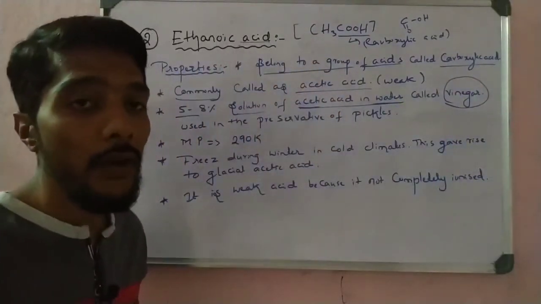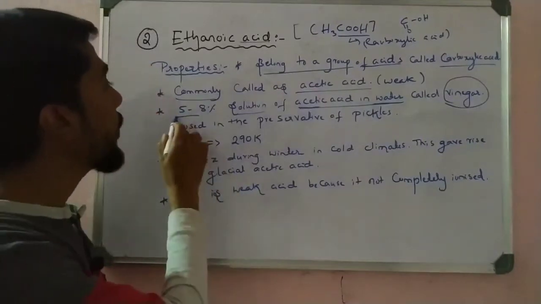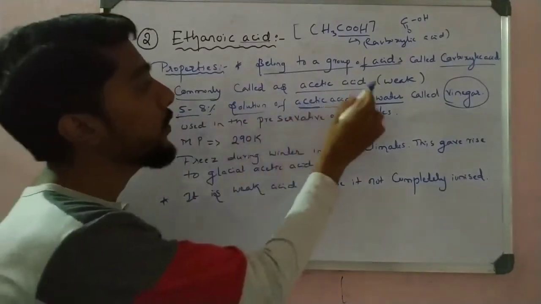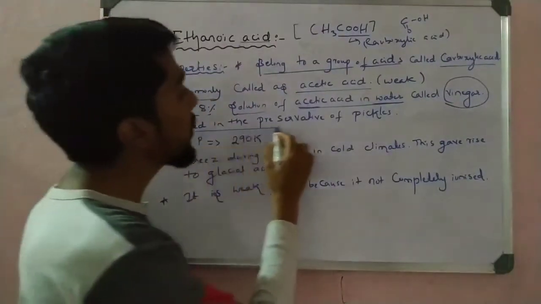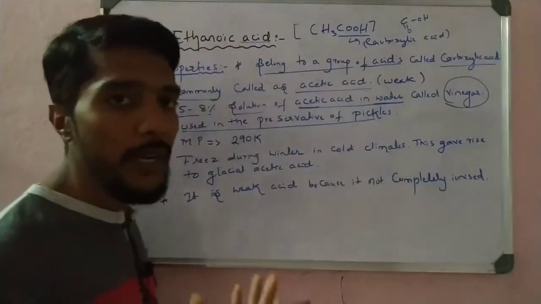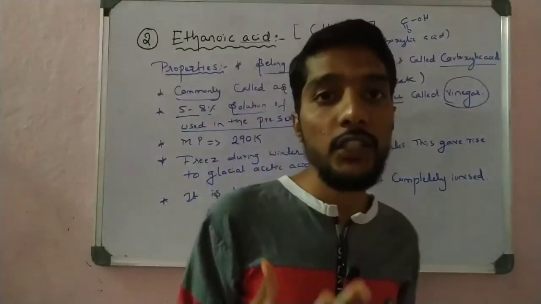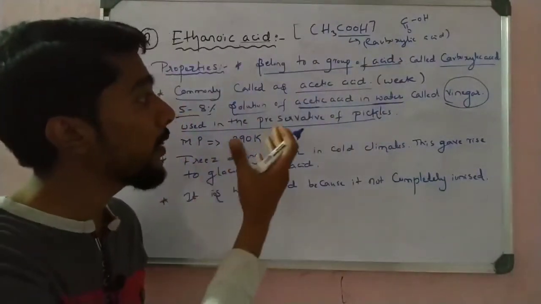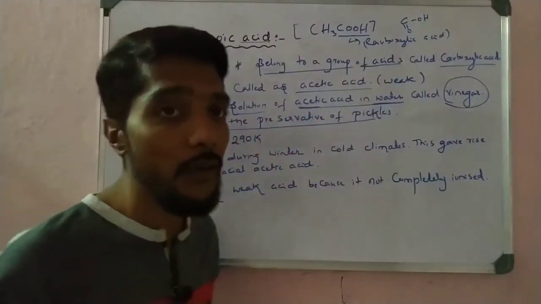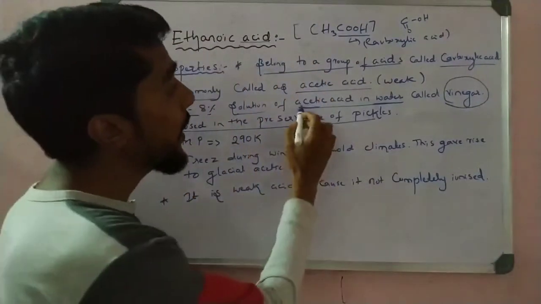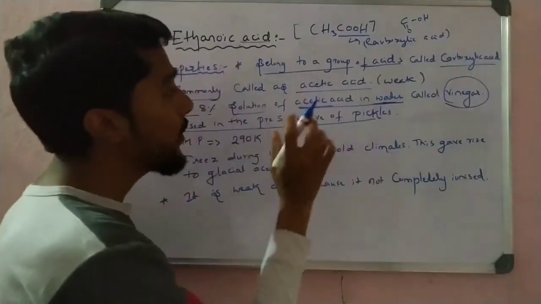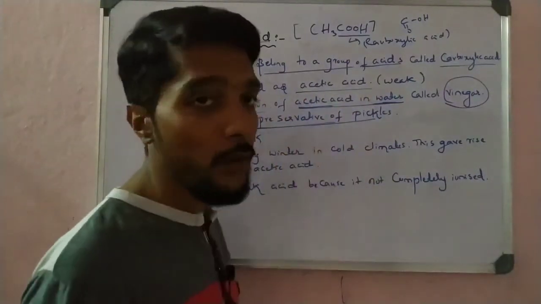So what is vinegar? Vinegar is a mixture of 5 to 8% of acetic acid with water. This vinegar is used as a preservative in pickles. In many soft foods, street foods, we observe that vinegar is used, a colorless liquid, weak acid. Vinegar is nothing but the product of acetic acid and water, and it is used as a preservative of pickles.